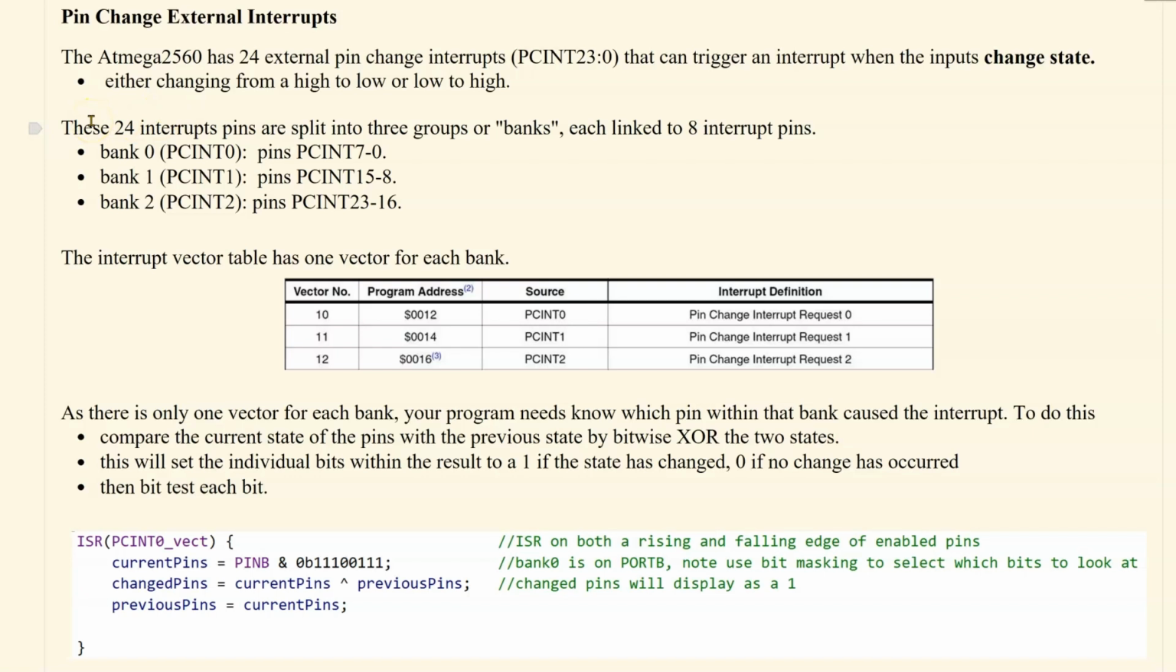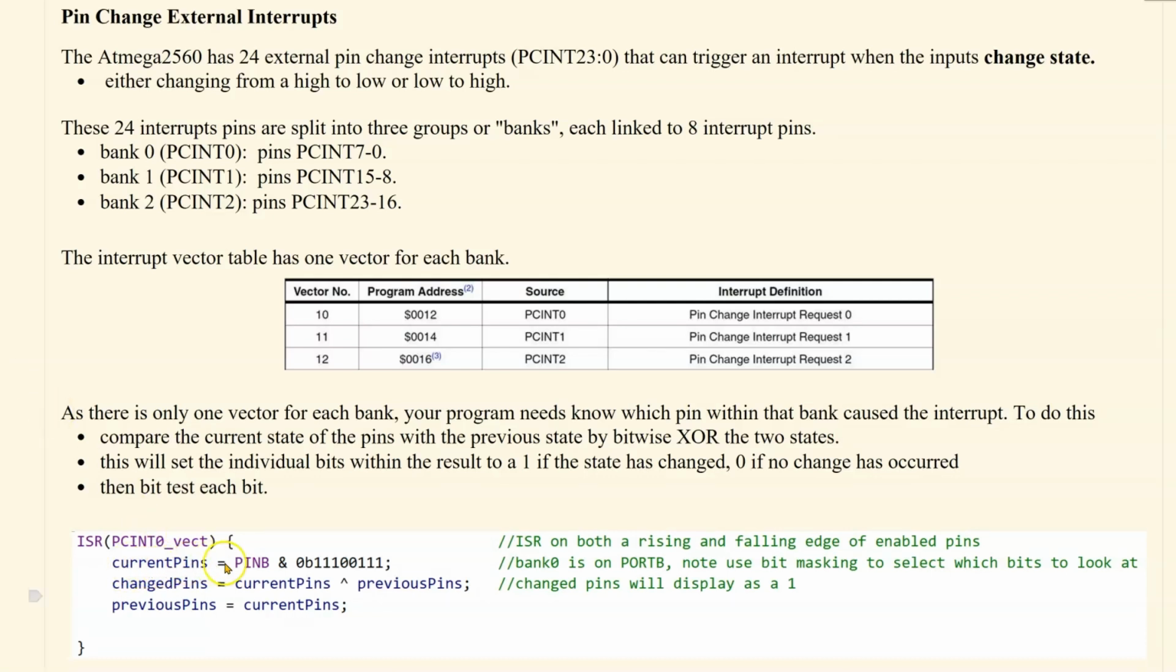They are grouped into 3 groups or banks with 8 interrupt pins per group. So we have bank 0, bank 1 and bank 2. Now the interrupt vector table has only one vector for each bank. So we have PCINT 0, 1 and 2 shown here. And because there is only one vector for each bank, your program needs to work out which pin within that bank caused the interrupt. And we can do that shown here.